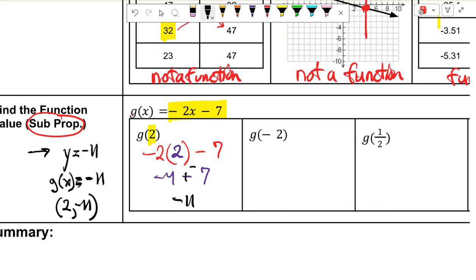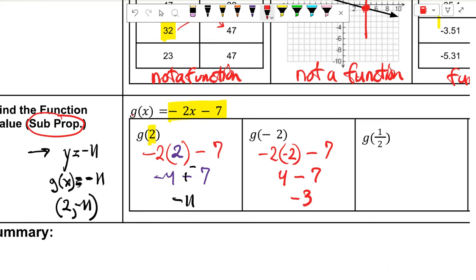Let's try another one. We use the same rule. It's the same function. So we write negative 2 parentheses for the x minus 7. This x is negative 2. Whoops. So we put a negative 2 inside. And negative 2 times negative 2 is positive 4. And 4 minus 7 is negative 3.